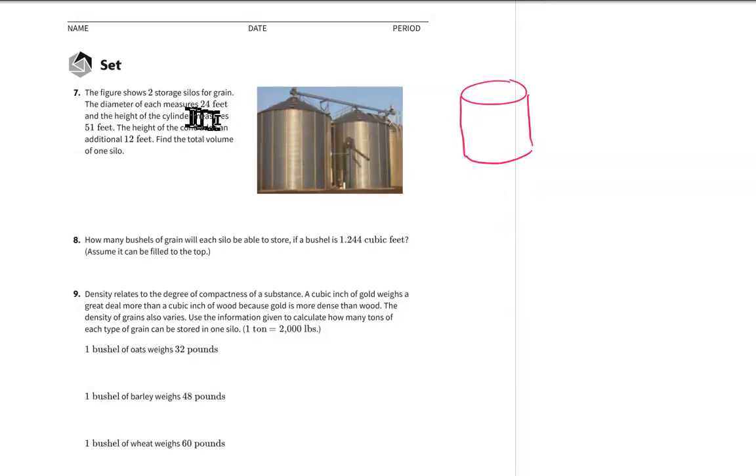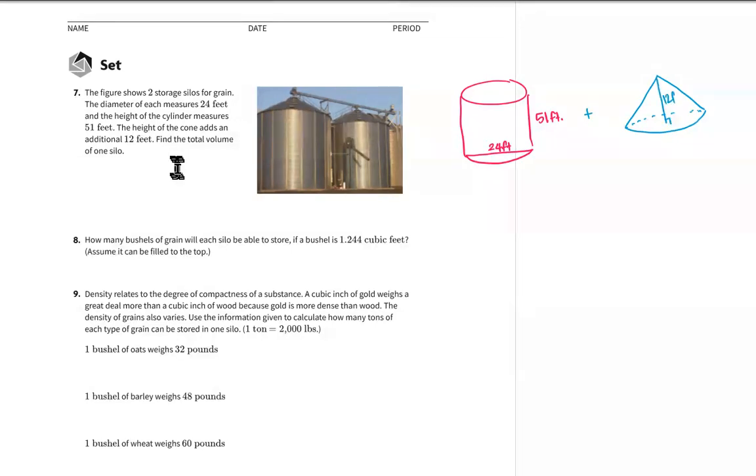So it says the diameter is 24 feet. So I go like this. This is 24 feet. And it says the height is 51 feet. Okay. And then it has a cone. So I'm going to go plus. I'm going to change colors. I'm going to go plus cone. So my cone is going to look like this. Okay, there's my cone. And it says the cone adds an additional 12 feet. So the height of this cone, which we draw like this, is 12 feet.